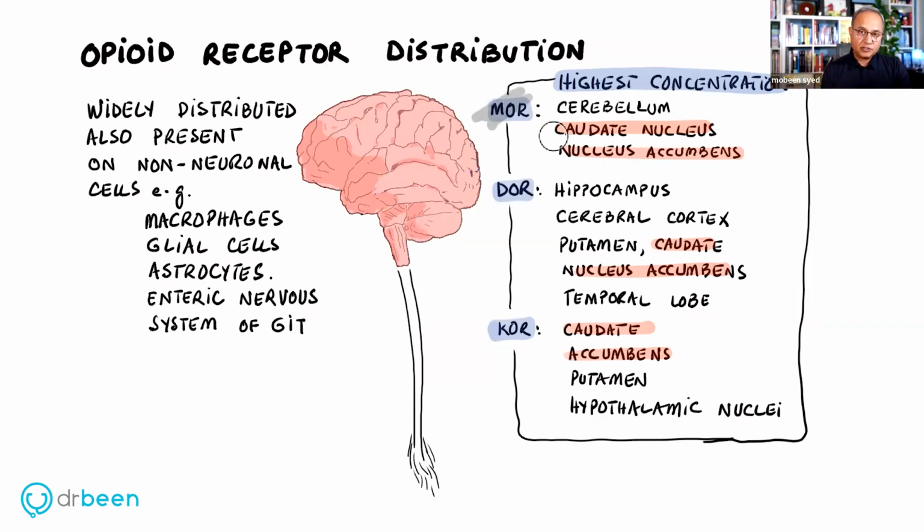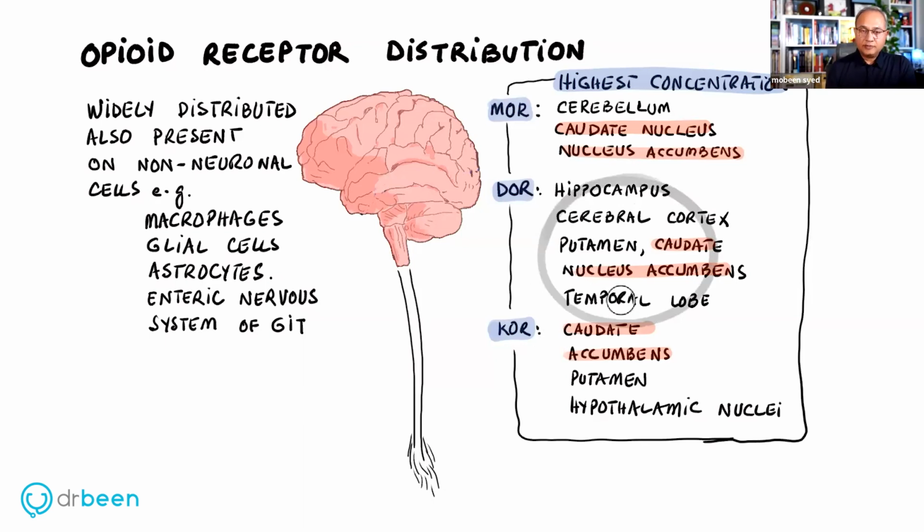The mu receptors, highest concentration, cerebellum, caudate nucleus, nucleus accumbens. So the caudate nucleus and the nucleus accumbens are part of basal ganglia. Then delta opioid receptors, hippocampus, cerebral cortex, putamen, caudate, accumbens, temporal lobe. These are all in the higher centers. But as I said before as well, delta are very common within the spinal cord, especially for the pain gating.